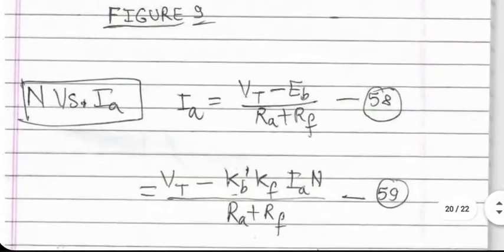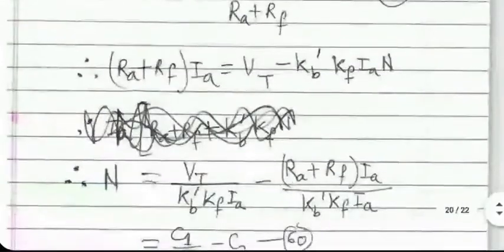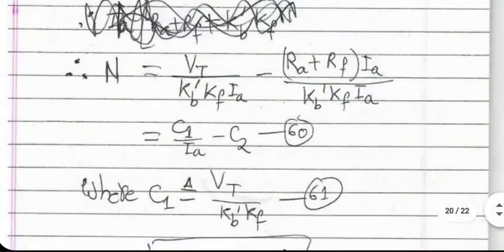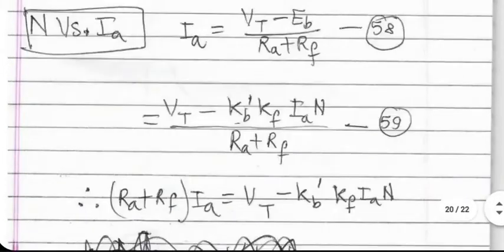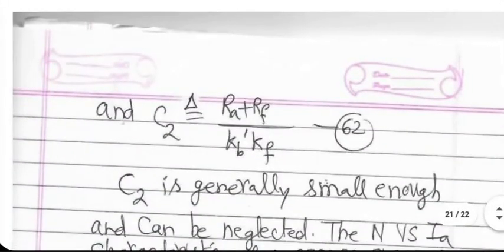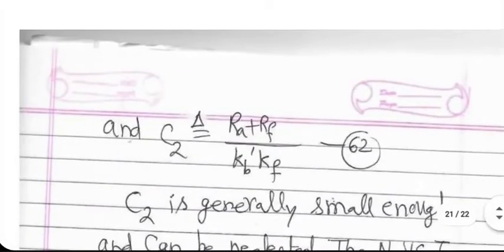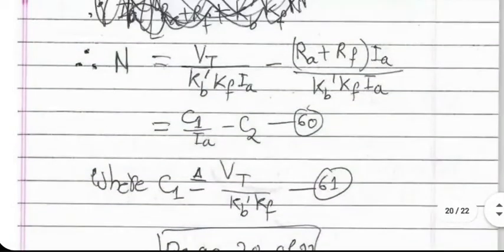N versus IA, I've tried to figure it out also based on the knowledge of how the machine operates. What I found was, you can go through it in detail later, that we get an approximate linear equation. N versus IA is approximately a straight line, in the center at least. Okay. The equation that I got is of this type.